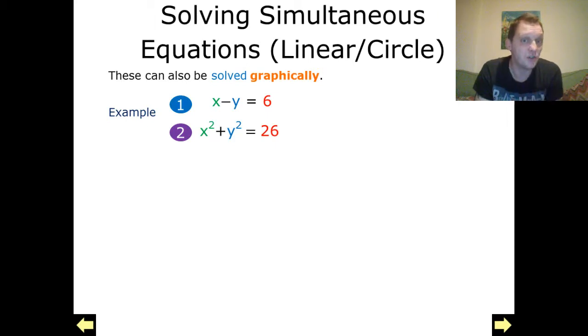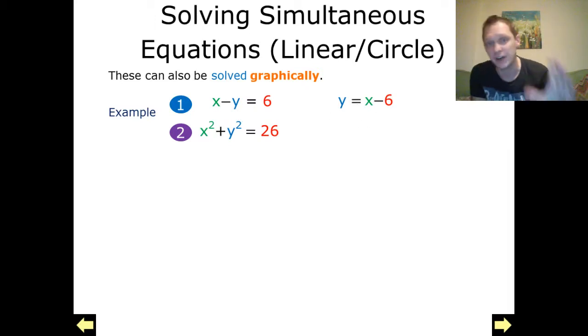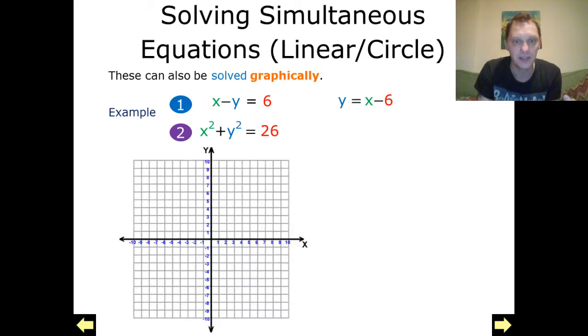Now we can solve these graphically by plotting it and using the graph. Of course, as always, we want to rearrange our equation to make either x or y the subject, so we can plot and calculate values on our table of values, and then use the coordinates to plot this on the graph. But this looks like our blue line just here is our linear equation, our first equation, and this circle here is our second equation, which is our equation of a circle.